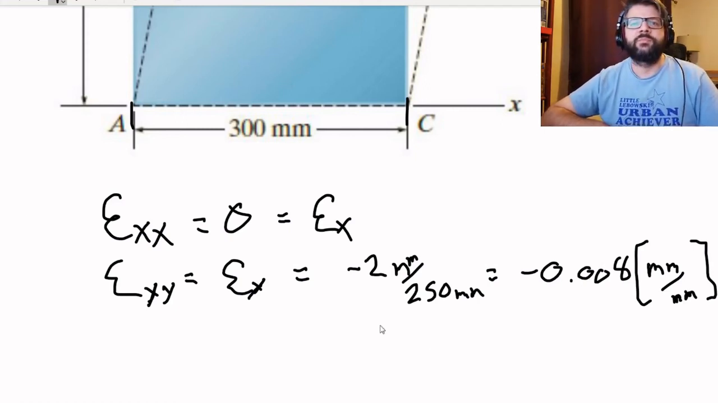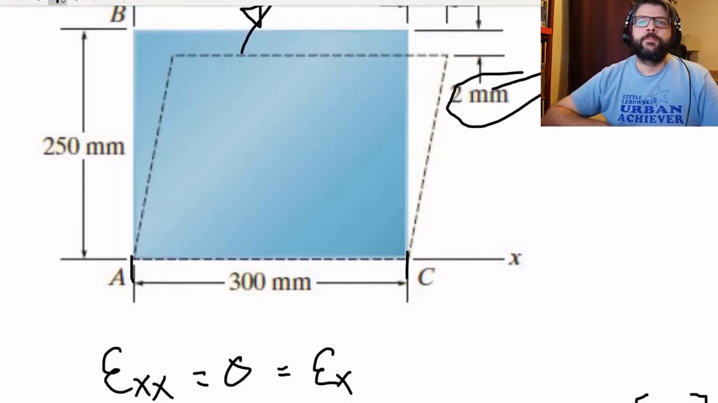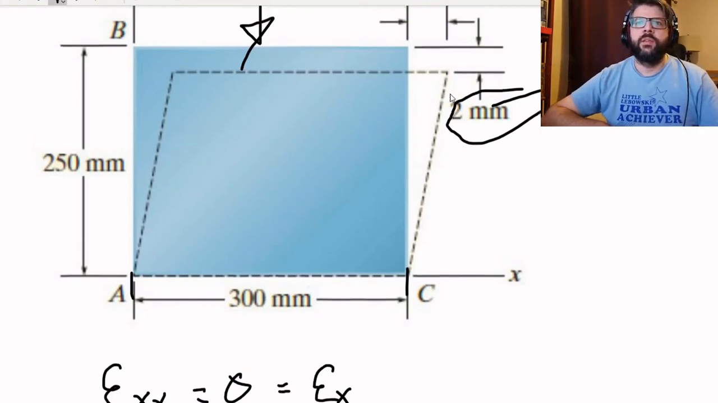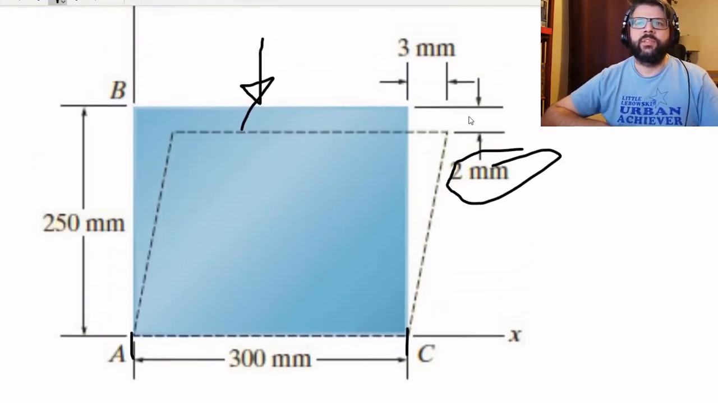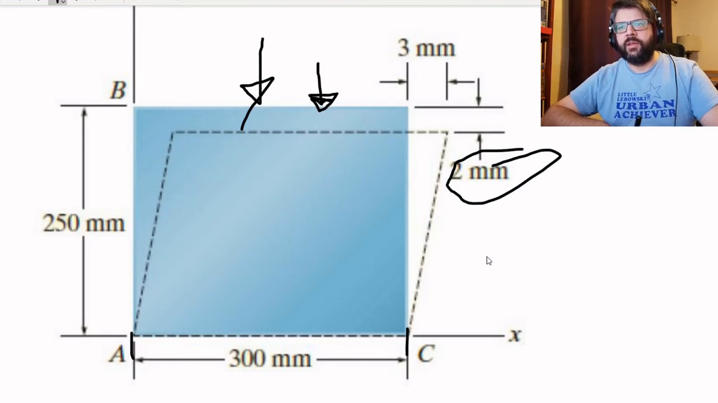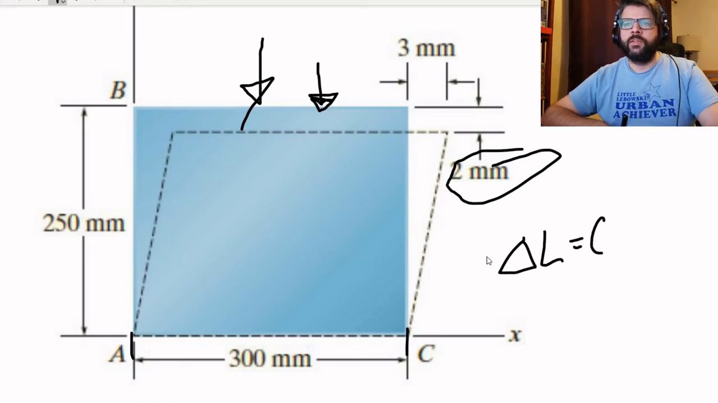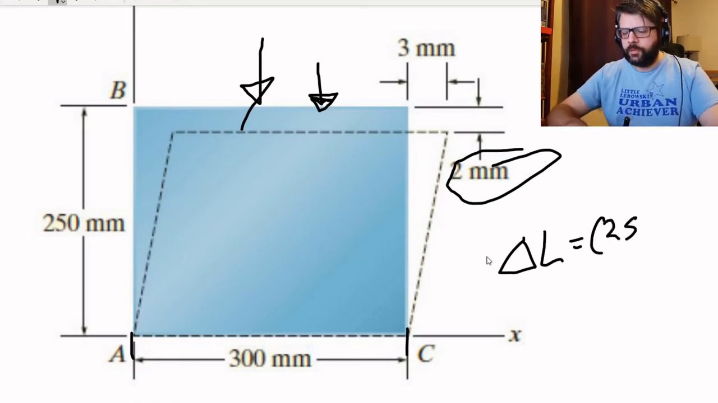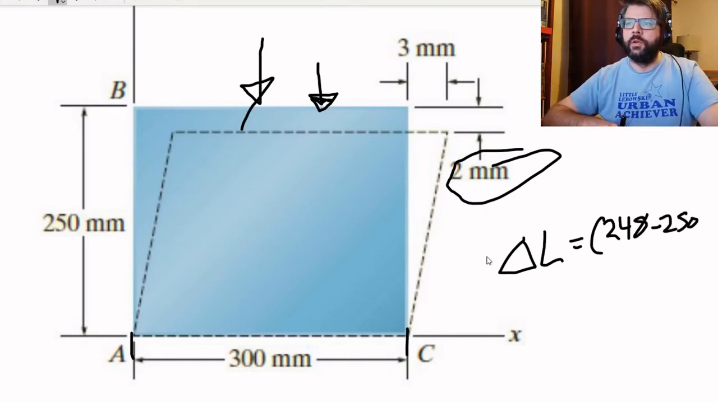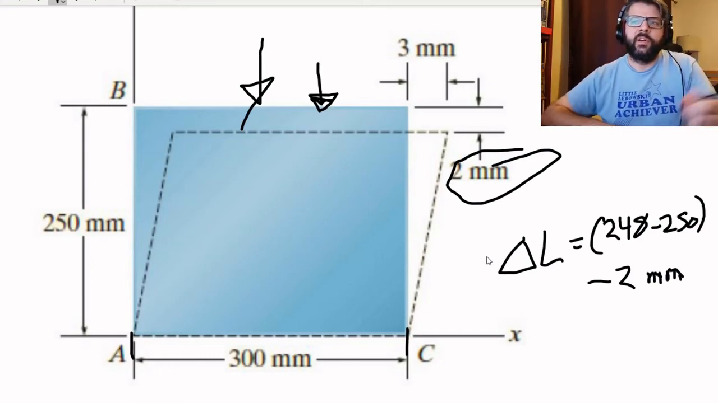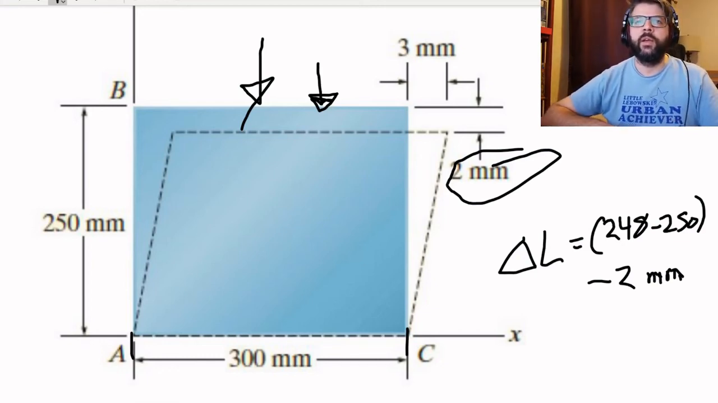So again, I'd like to emphasize that this is a negative 2 millimeters because it's getting smaller. If we want to go back to the original delta L, that's going to be 248 minus 250. So our new minus our old gives us a negative 2 millimeters. So getting smaller will cause you to have a negative strain. That is compression.